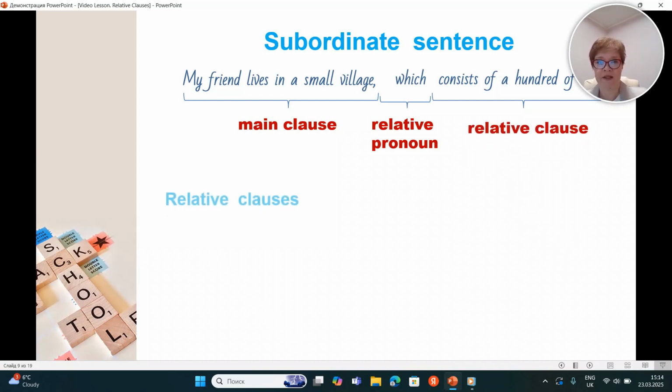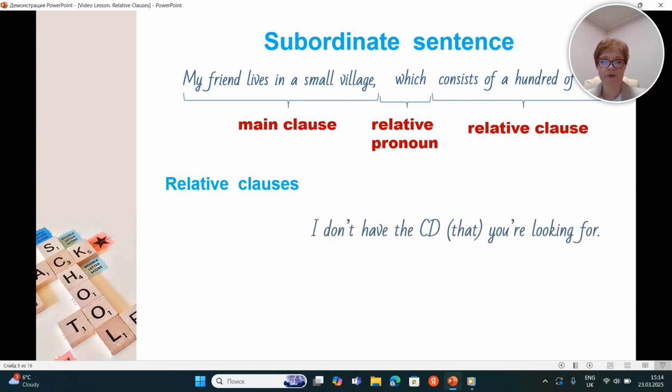Look at the second example. I don't have the CDs you are looking for. Guess where the main clause is and where the relative clause is.